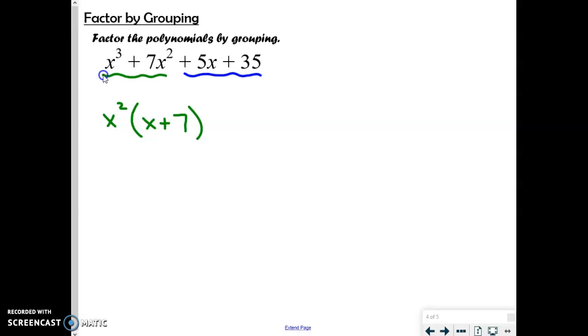In the second terms here, we have 5x and 35. In this case, the only thing we could factor out of both those, the greatest common factor, would be a 5, which would leave us with x plus 7. Like we just talked about on the previous screen, this is the point that we'd like to be at. Notice the binomials x plus 7 are the same in both. So because of that, that becomes our first term of our answer, x plus 7.